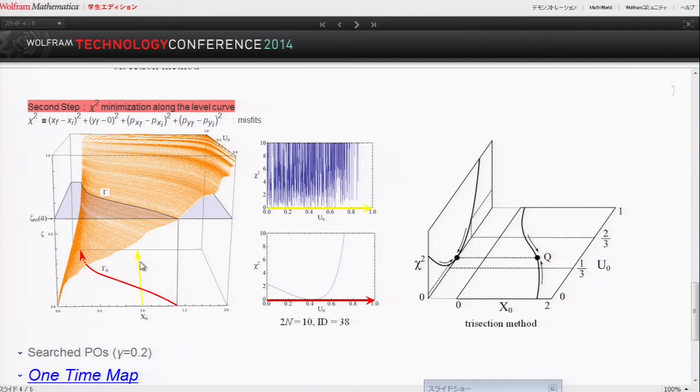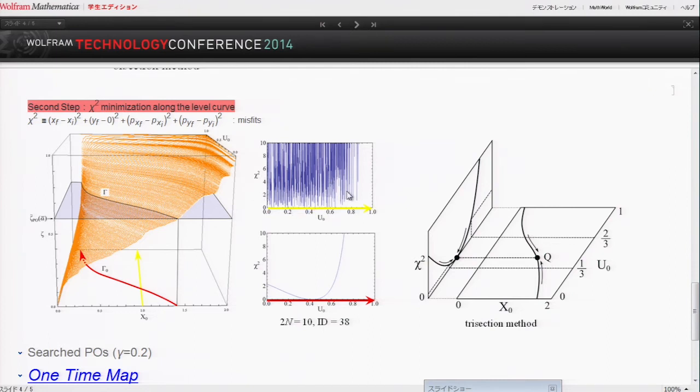Along an arbitrary direction, the chi-square values are so jaggy. The curve is so jaggy. For example, x0 equal 1, along this yellow arrow, the chi-square curve is this.